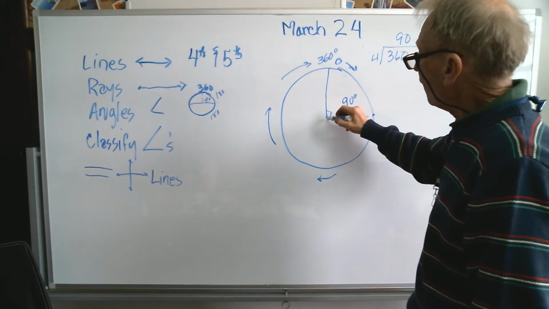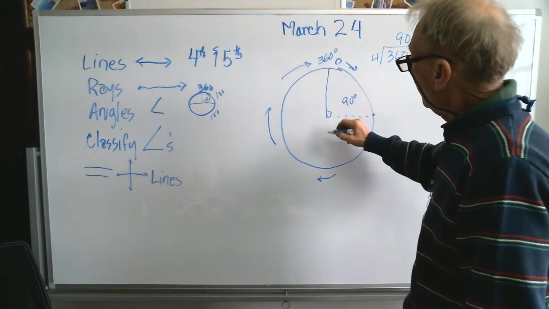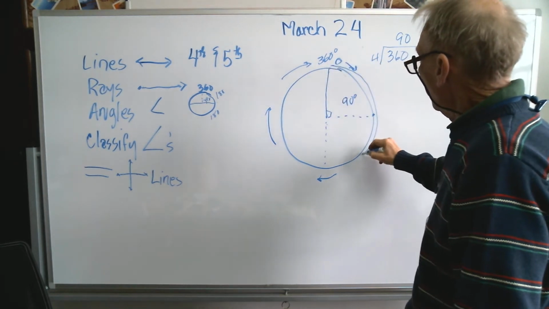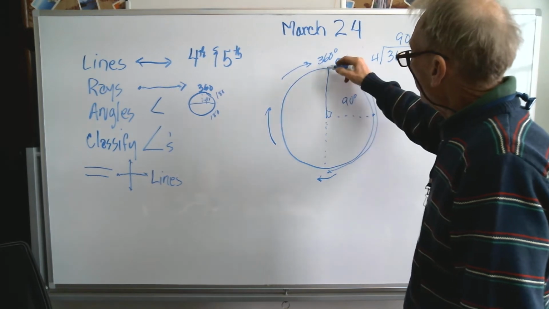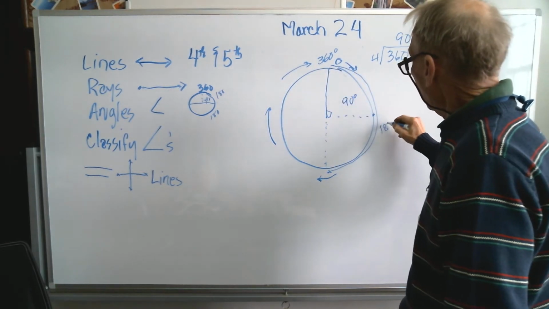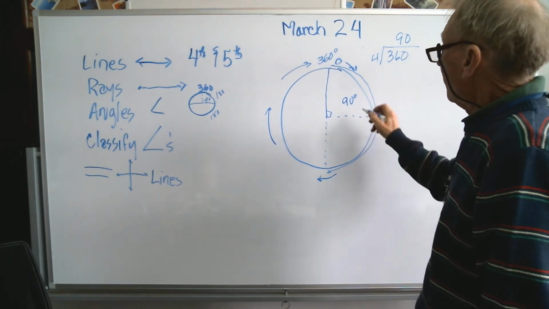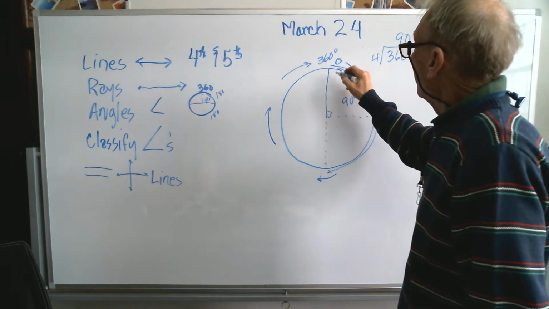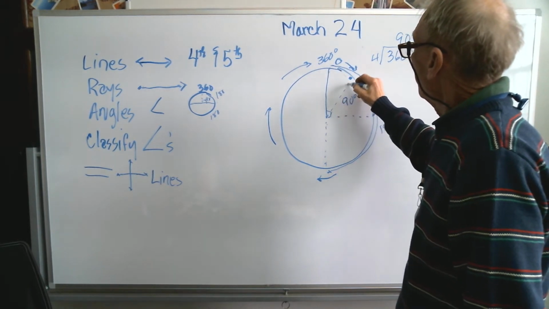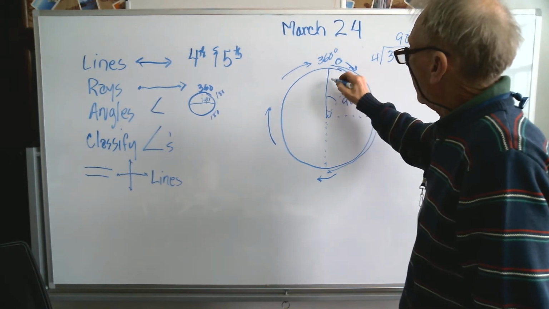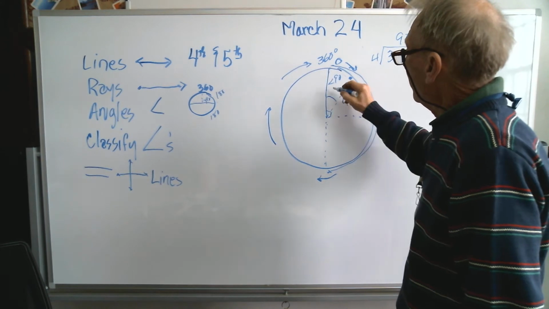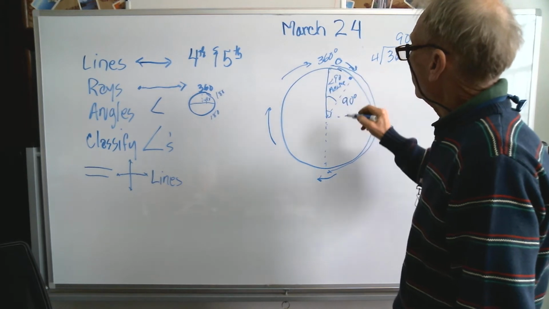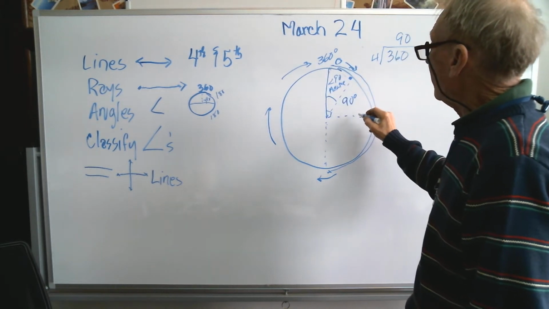If you go from here all the way to here, you've gone, see the straight line? You've gone 180 degrees. Now, let's say you go from here to a point right here. This angle is less than 90 degrees, and that makes it acute. It's more than 0, but it's less than 90. Once it hits 90, then it's a right angle.